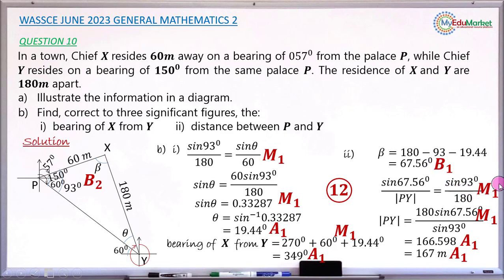The next mark is method 1 mark for applying the sine rule in an attempt to find the distance from P to Y. That gives you method 1 mark. And when you simplify that sine rule, you have another method 1 mark. And when your answer for PY is 166.598, you have this accuracy 1 mark. And when you round this answer to 3 significant figures to get 167 correctly, you have this accuracy 1 mark. So in total, this very question has 12 good marks.